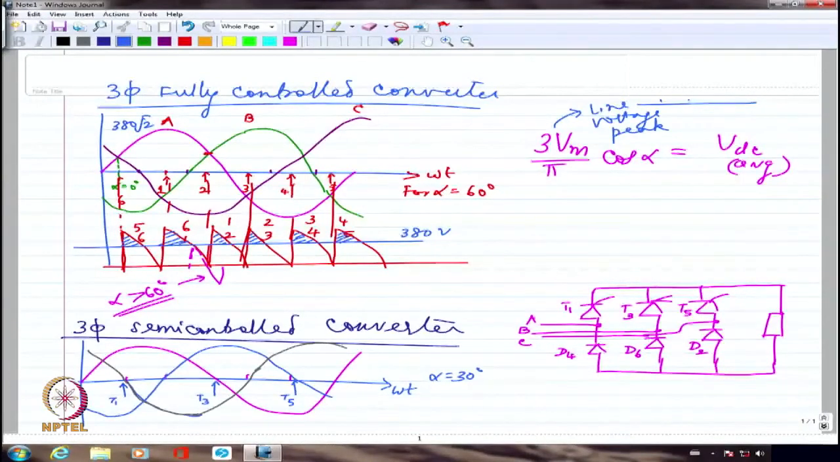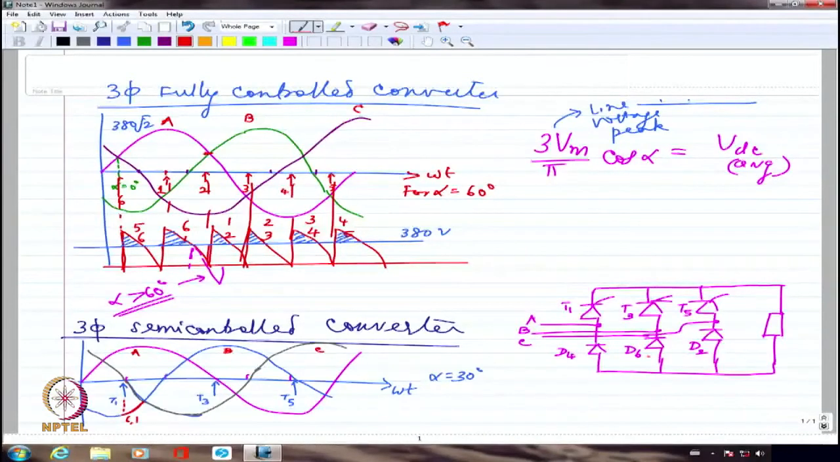This is how different phases are fired. Now, if I say that whatever is the maximum negative is what will conduct, then during this portion from here until here, let me write the phases. This is A, this is B, this is C, this is B phase negative, and B phase negative is D6. So here 6 and 1 will conduct. For this duration, 6 and 1 will conduct, because 1 has been fired here, and 6 will conduct for this duration because that is the maximum negative.